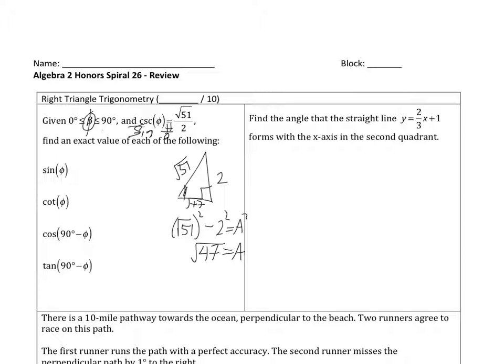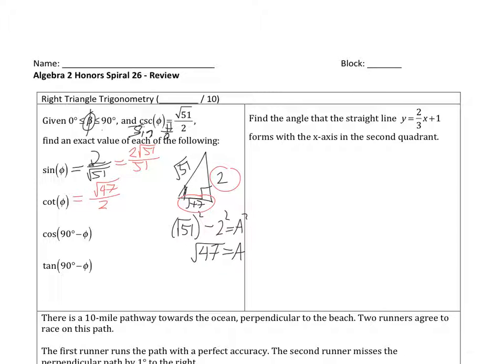Sine can be written as 2 over the square root of 51, which, by the way, if you want to rationalize that denominator, would be 2 square roots of 51 over 51. Cotangent of phi, so that's the reciprocal of tangent. Tangent would be 2 over square root of 47, so cotangent would be the square root of 47 over 2.